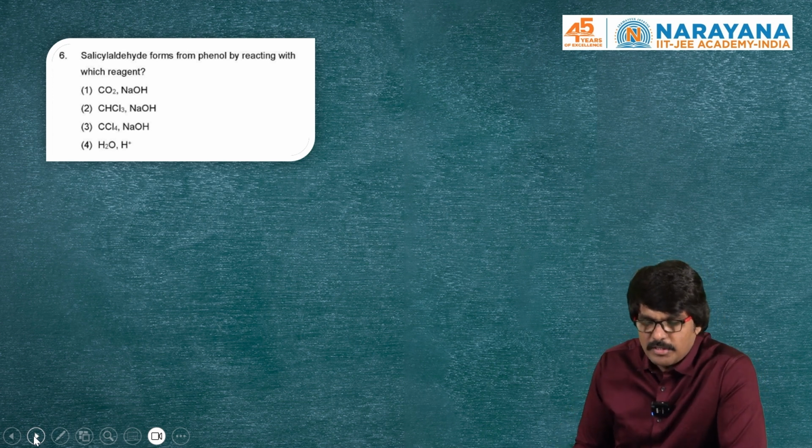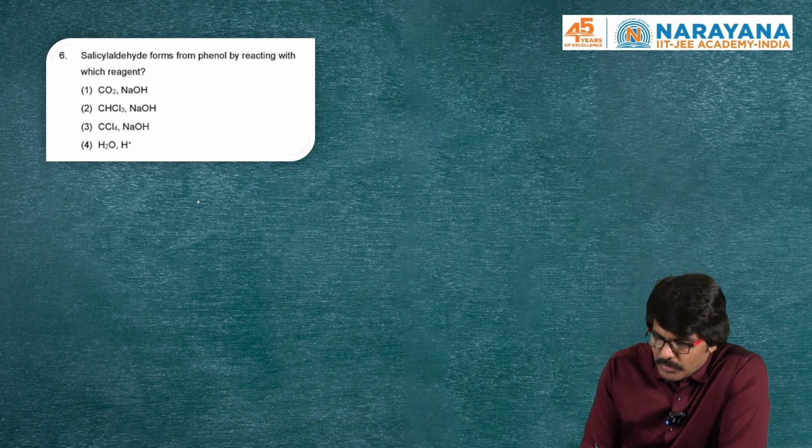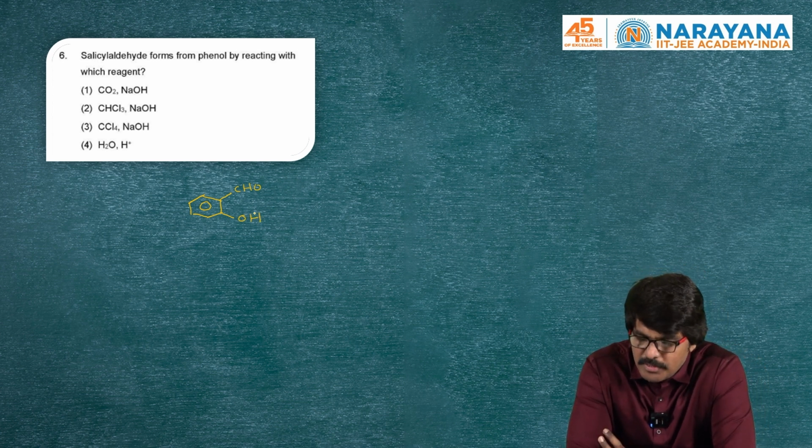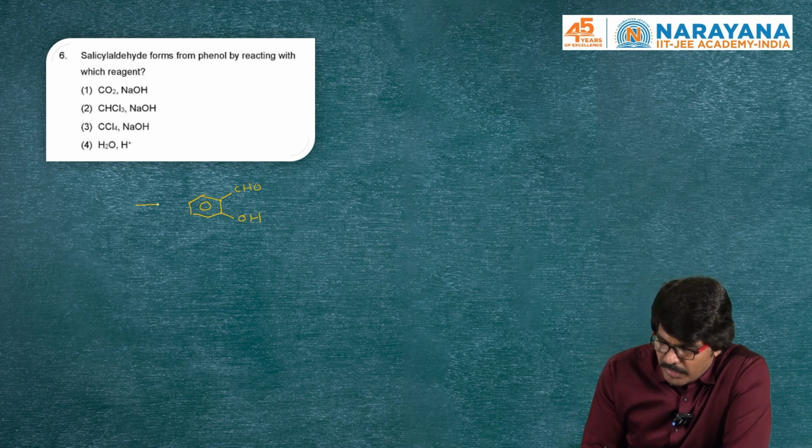And the next question is salicylaldehyde. So here salicylaldehyde, that is orthohydroxybenzaldehyde. Orthohydroxybenzaldehyde, that is salicylaldehyde. And the question is salicylaldehyde forms from phenol, and he is asking us to prepare salicylaldehyde from phenol.